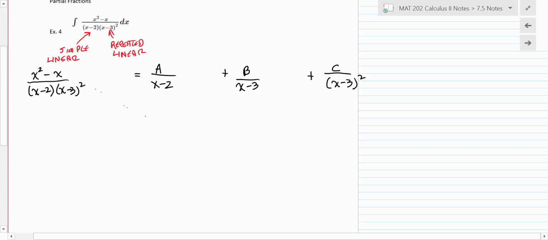If that was x minus 3 to the third, well then you would have to go plus D over x minus 3 to the third and so forth. Okay, so that's the first thing you got to be solid on. Does that make sense? Okay, all right.